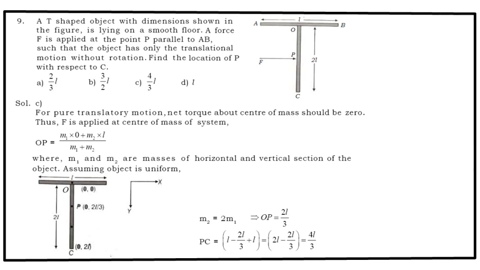Now I need to find out that distance from point C. Total length is 2L. OP is equal to 2L by 3. I subtract 2L minus 2L by 3. I get 4L by 3.